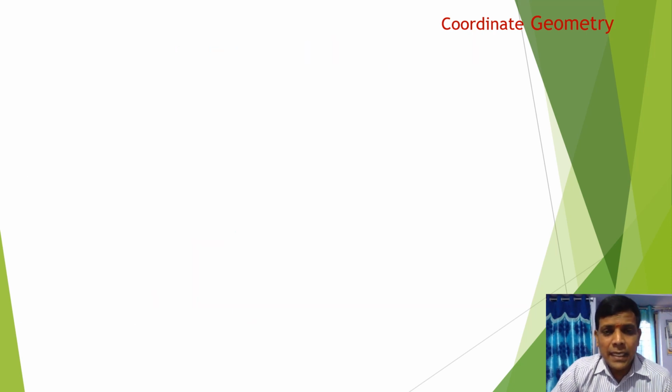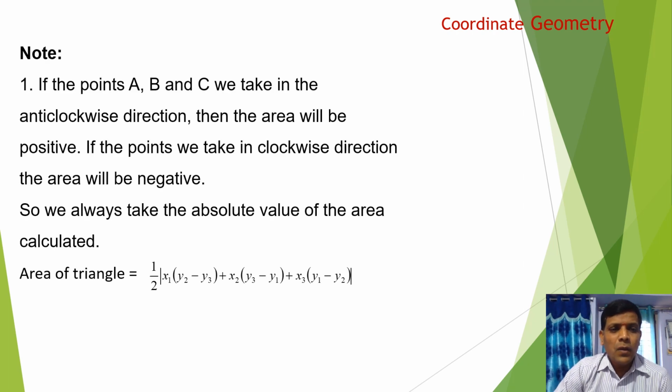So let us see the condition for the arrow method. Note: if the points A, B and C are taken in the anti-clockwise direction, then the area will be positive.